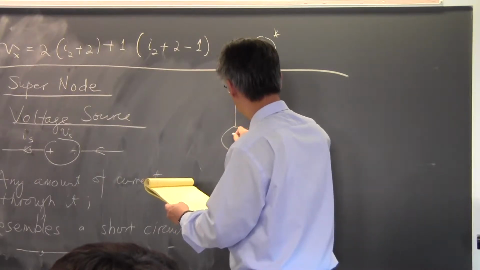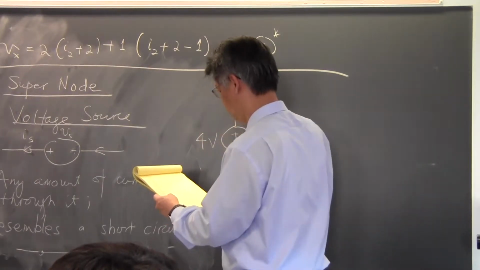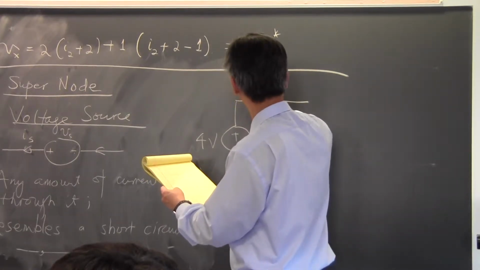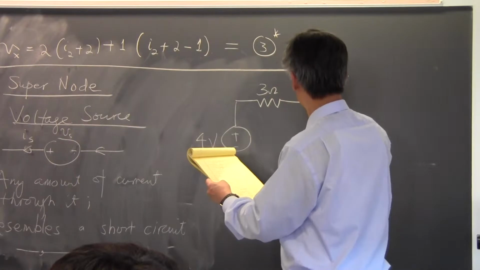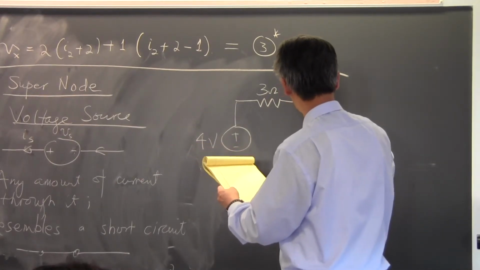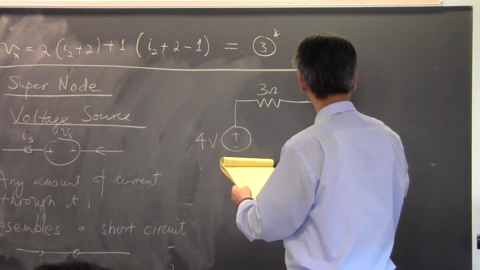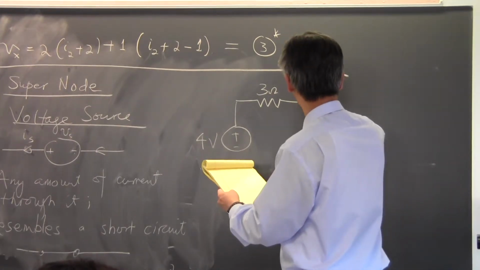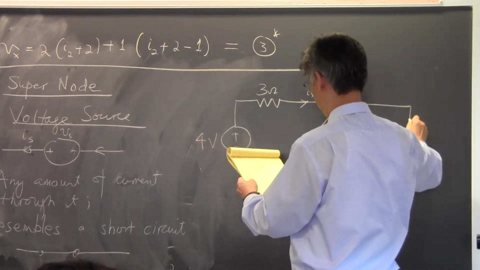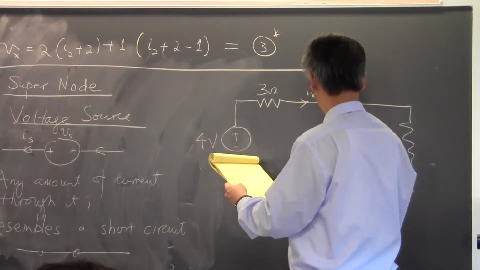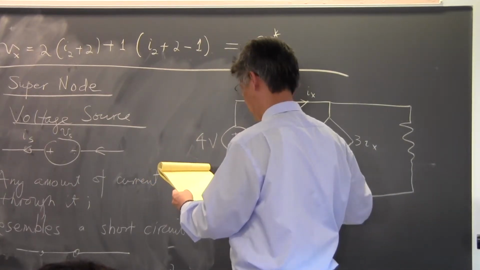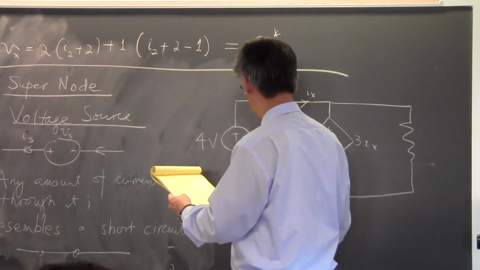So I have a 4-volt source over here, a 3 ohm resistor, and then I have a control voltage source, 3Ix, and then I have Ix. And then I have a 4 ohm resistor here. And then I have a 1 ohm resistor here.